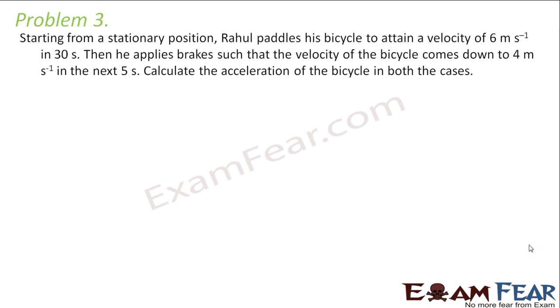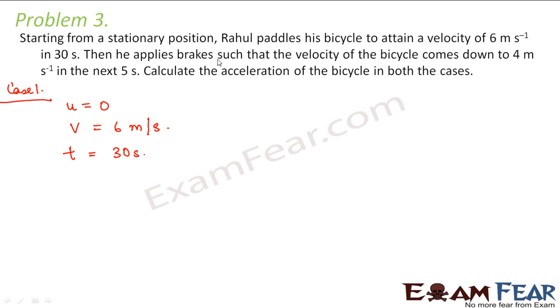Let us look at problem 3. It says, starting from a stationary position, Rahul paddles his bicycle to attain a velocity of 6 meter per second in 30 seconds. That means initially he was at rest, so u is equal to 0. After some time he attains a velocity of 6 meter per second. How much time does he take to do so? 30 seconds. So this is the first part.